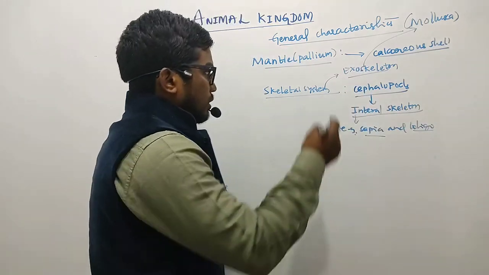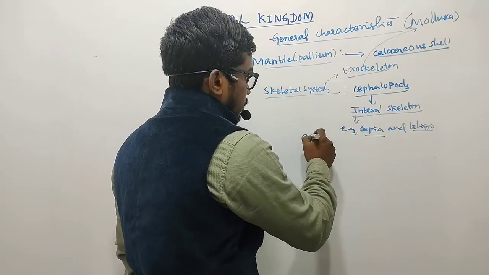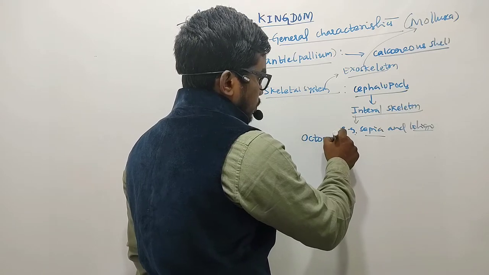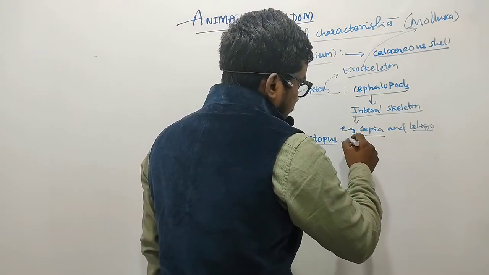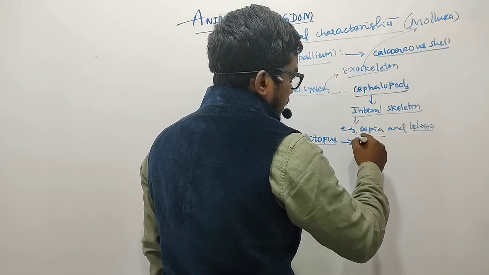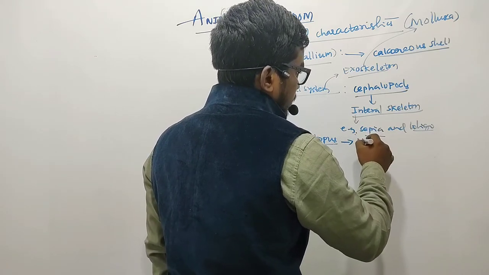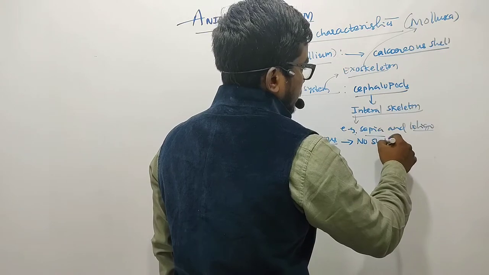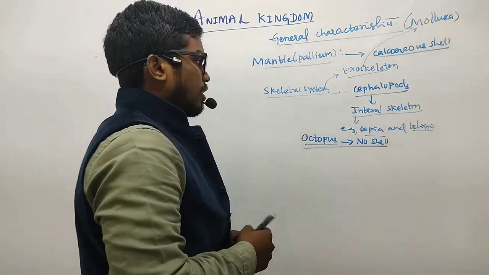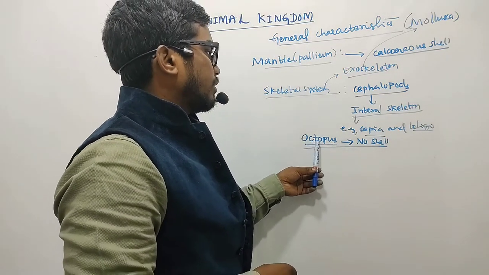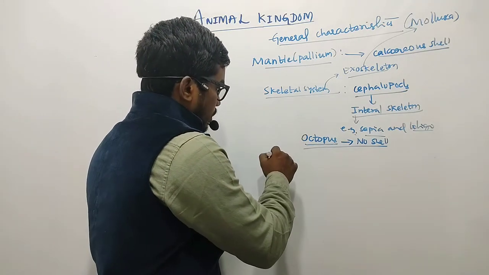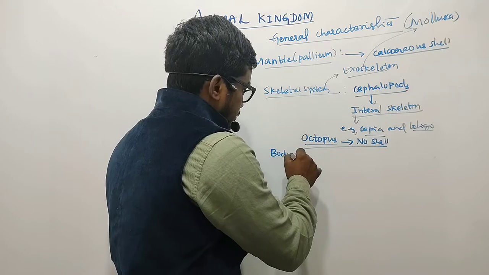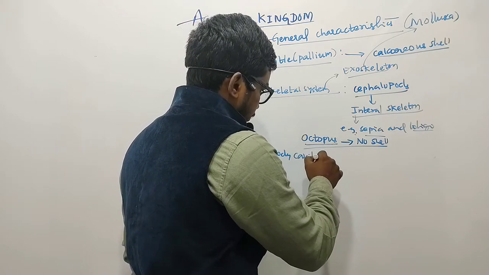Now see, you are well familiar with the octopus, which belongs to this phylum. They in fact do not form the calcareous shell at all, or the exoskeleton cannot be seen generally with respect to the organism octopus. Moving on to the next character, that is body cavity.